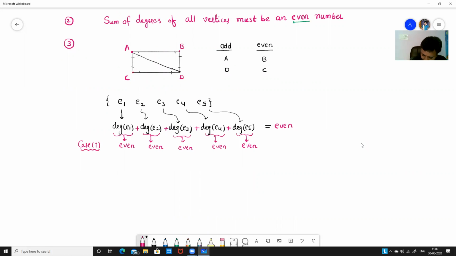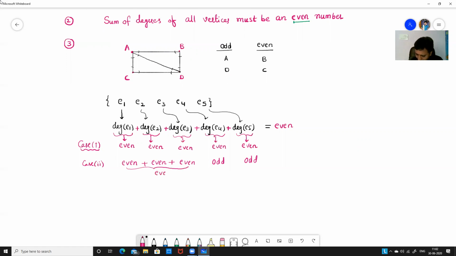Case number one. Now I'm taking the second case. Suppose the first one is even, the second one is also even. The third one is also even, but the fourth one is odd degree, and the fifth one is odd degree.